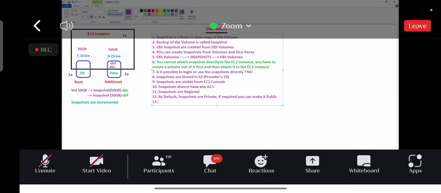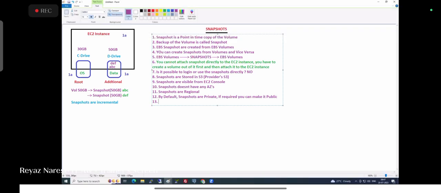I create a snapshot, and Utkarsh has a completely different account. His account is different, my AWS account is different. I can create a snapshot. Can I share this snapshot to him? Yes, you can share the snapshot. He has an AWS ID, no? Using the AWS ID, I can share the snapshot to him.